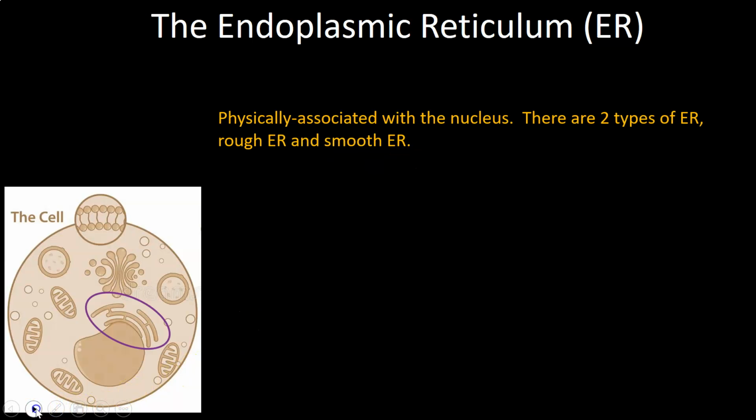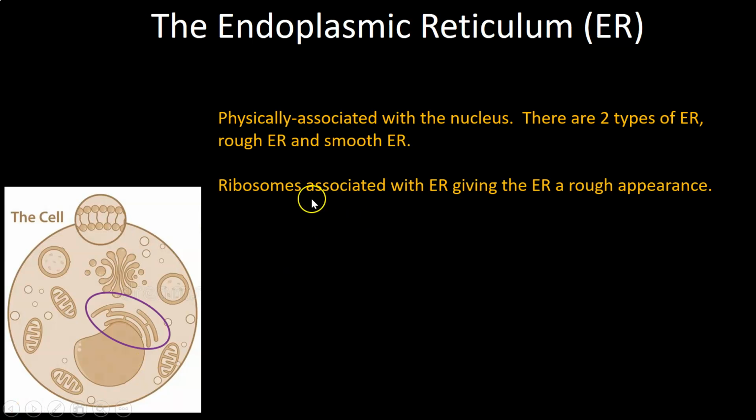Now, why do we call it rough and smooth? Under a very good microscope, the rough endoplasmic reticulum looks rough because there are ribosomes attached to those portions of the endoplasmic reticulum. It's these ribosomes which give the rough appearance. And if you remember, the role of ribosomes was to synthesize, to produce proteins from messenger RNA. So therefore, it makes sense, doesn't it?